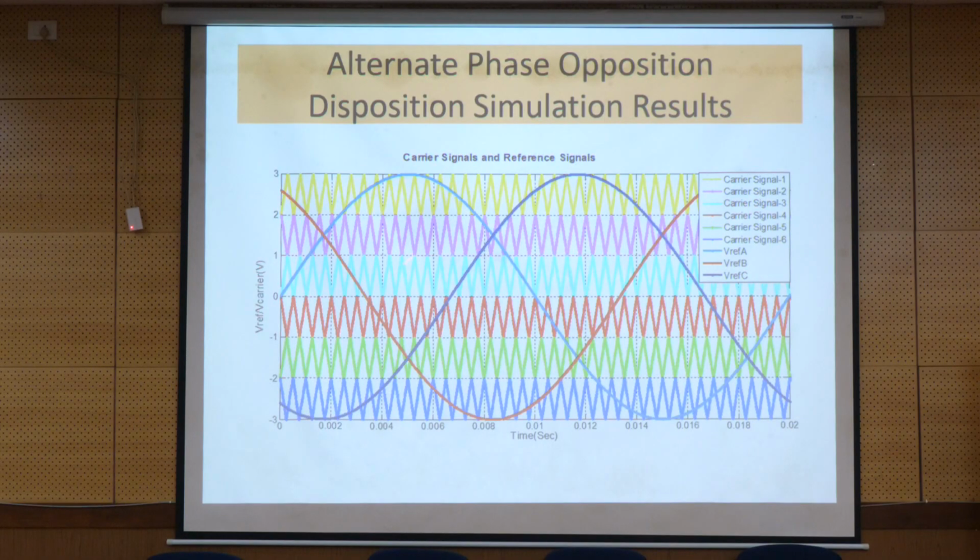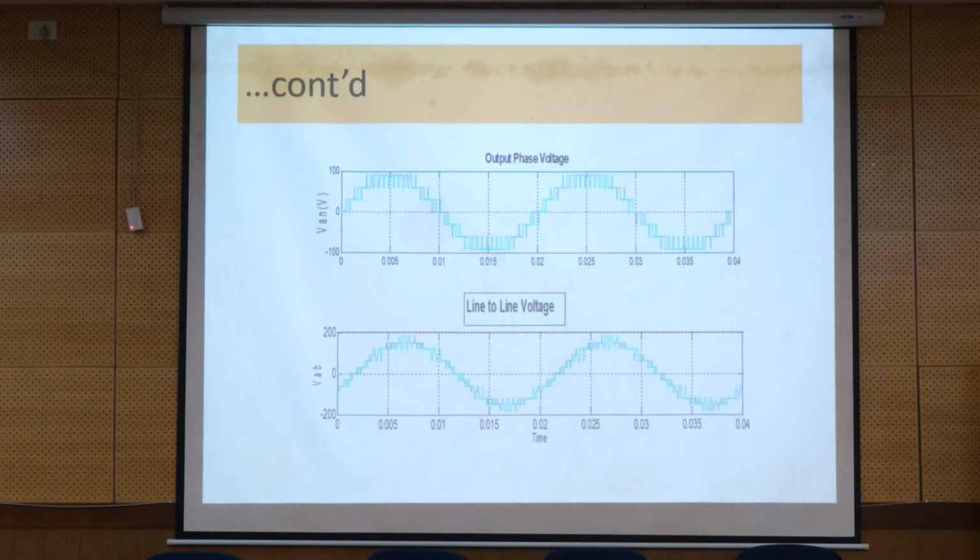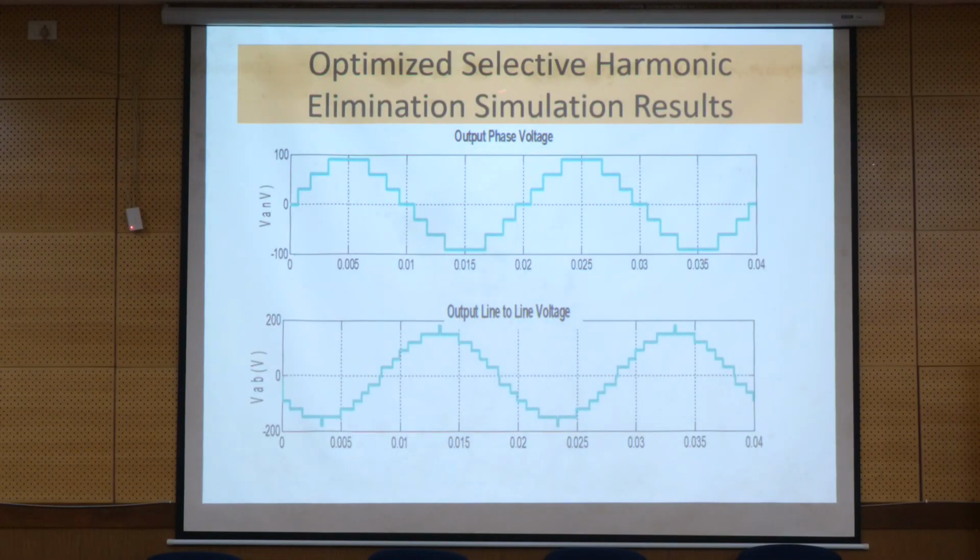The reference signal is 50 Hz, that is the fundamental, then we will get this kind of pattern. Here for this one also I am moving a little faster to close, and here we have the phase voltages and the line voltages for the 7 level. Now the objective is optimized, and another one is the optimized selective harmonic elimination method, that we have done.